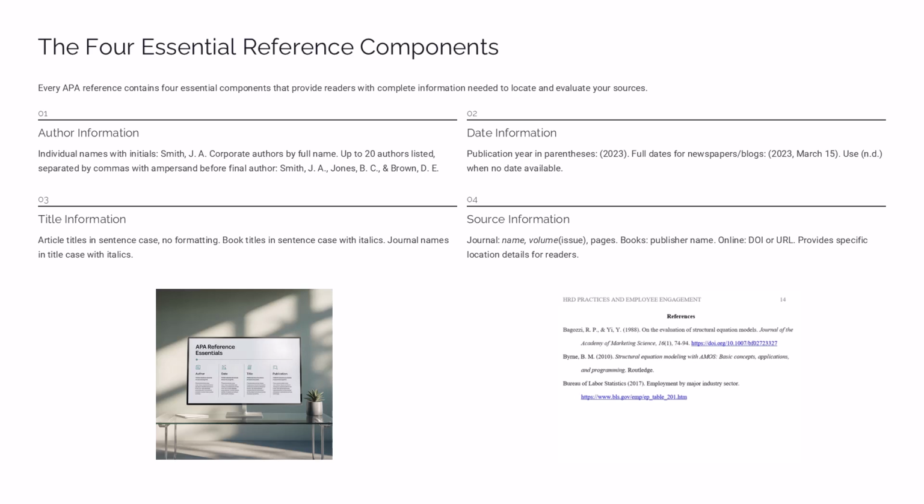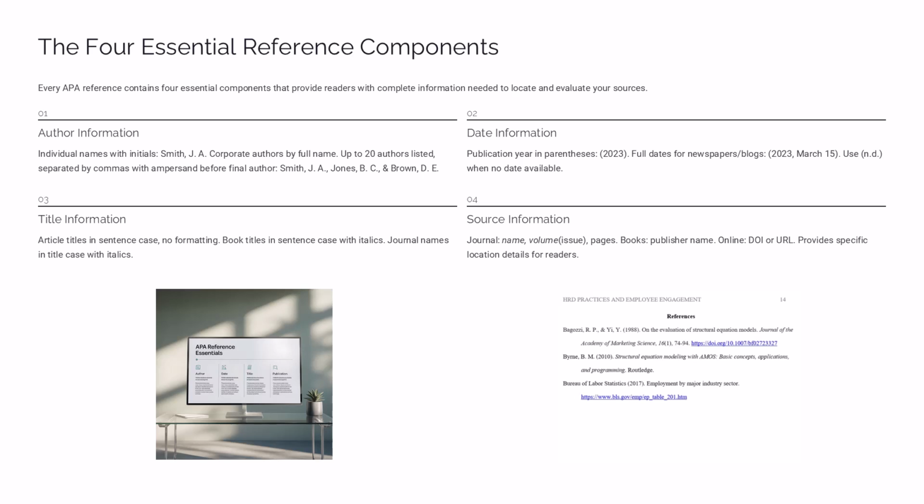Corporate authors are listed by their full organizational name. American Psychological Association. Don't abbreviate organizational names in reference lists, even if you abbreviated them in your in-text citations. The second component is the date information, which tells readers when the source was published or created. Date information helps readers evaluate the currency of information and understand the temporal context of research findings.